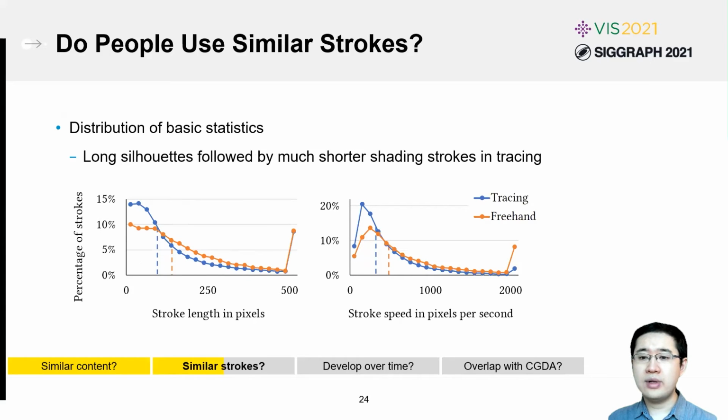Stroke length is more evenly distributed in freehand drawing. This agrees with our observation. When tracing, people tended to draw long strokes as silhouettes, followed by much shorter shading strokes.